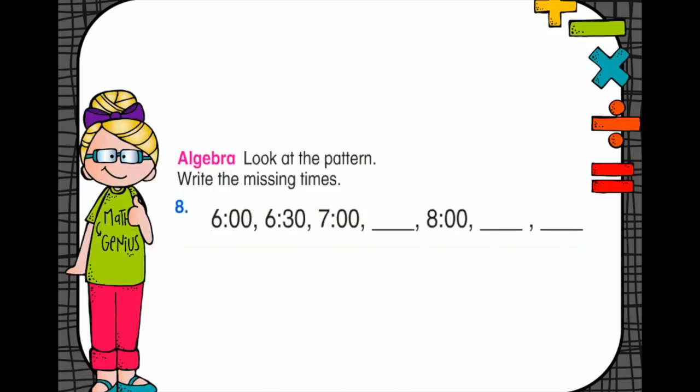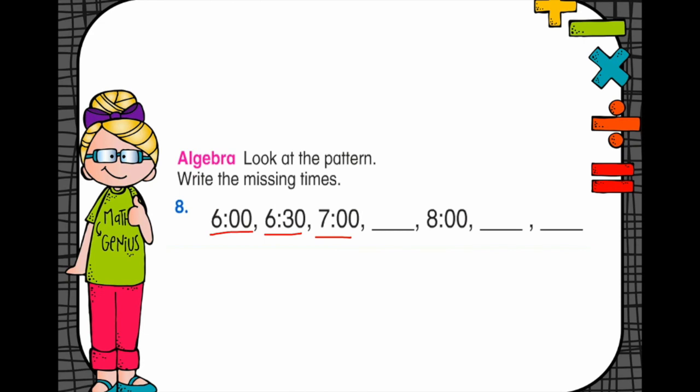Let's try another example where we're going to be looking for patterns. We've done this a few days prior where we had to find the pattern. So let's take a look here. The first time shown is 6 o'clock, and then it jumps a half hour to 6:30. That means that that minute hand has gone halfway around the clock. However, the next number in the pattern is 7 o'clock. So it went from 6 o'clock to a half hour, 6:30, then another half hour to 7 o'clock.